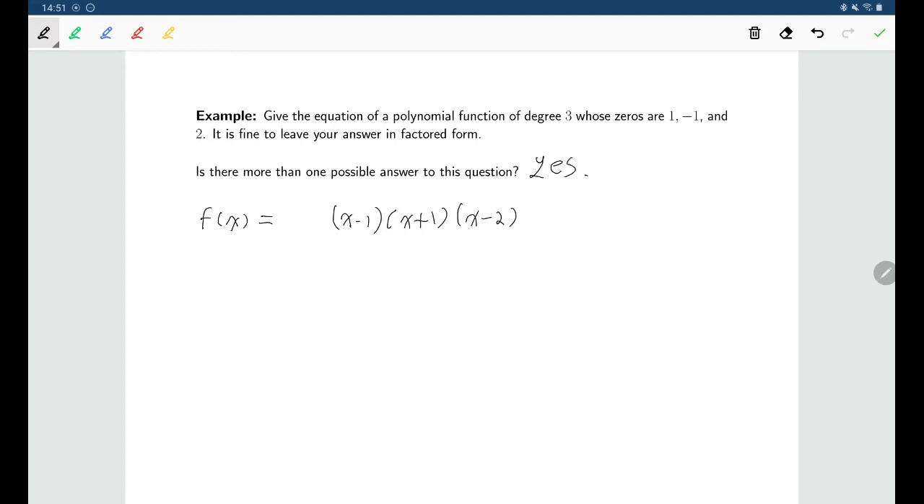Because if you take this polynomial that I've created and, let's say, multiply it by 2, that would give you a vertical stretch of that graph, but that wouldn't change the location of the x-intercepts. The x-intercepts would still be 1, negative 1, and 2, which means it would still have the zeros of 1, negative 1, and 2, and it would still be a degree 3 polynomial. And that's true whether you multiply it by 2, or 3, or 7, or whatever number you'd like.